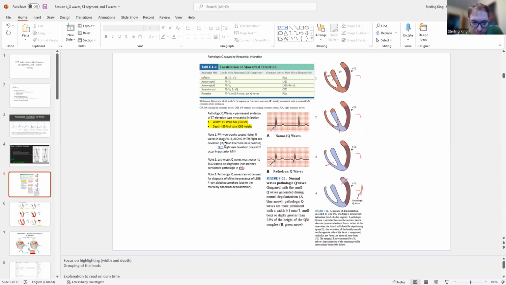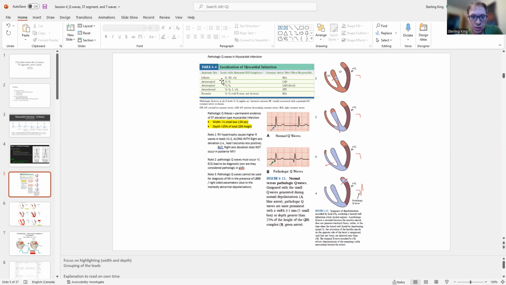There are some other things here, though this one's probably not quite as high yield. There have to be multiple Q waves in contiguous leads, beside each other. If you see a Q wave in just one lead, it doesn't mean anything. But if you see them in two leads, like AVL, those are both lateral leads, and that tells you there's been an infarct. And if there's a left bundle branch block, don't try to interpret it.